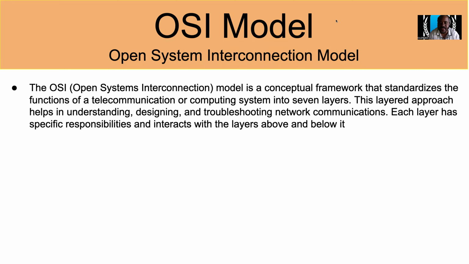OSI model, Open System Interconnection Model. The OSI model is a framework that describes how computers communicate with each other throughout the globe. It also allows different IT professionals to communicate with each other so they can understand exactly what's going on. So in this video, I'm going to describe what goes on at each of the 7 layers of the OSI model. It shows different protocols at each layer to give you a better understanding of the OSI model.